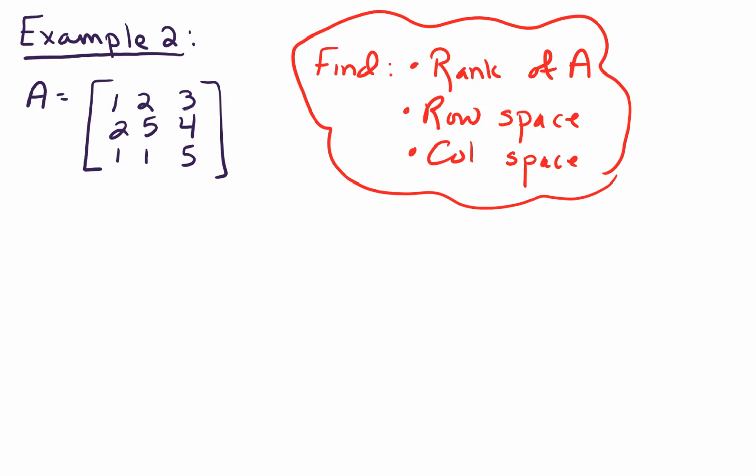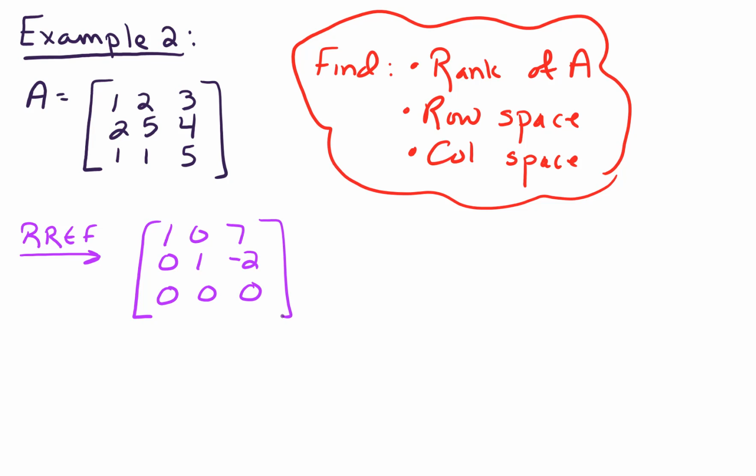Hello, in this example we want to find the rank of A, the row space of A, and the column space of A. So let's begin by putting A in reduced row echelon form. When we do that, we get the following matrix: 1, 0, 7, 0, 1, negative 2, and a row of 0, 0, 0. From this, we see that there are two pivots or two leading ones.